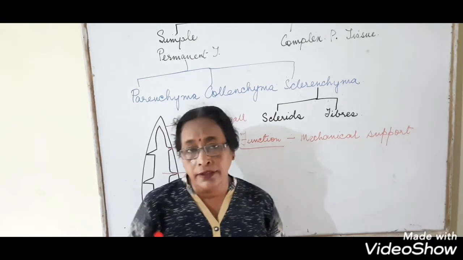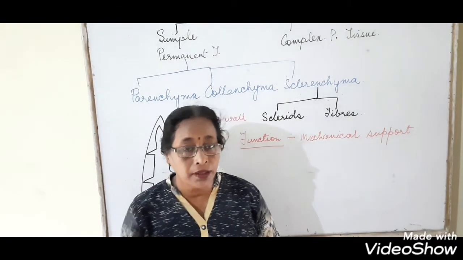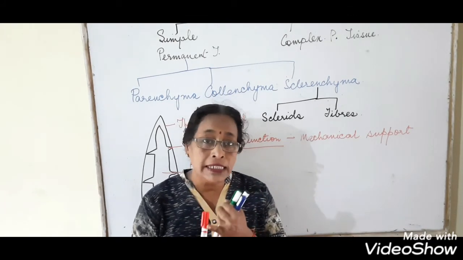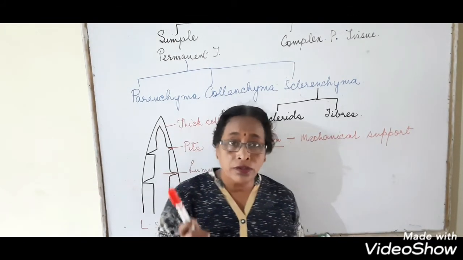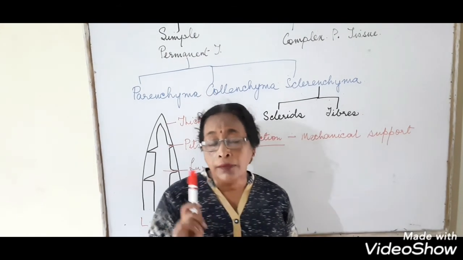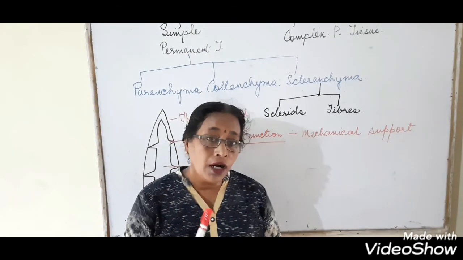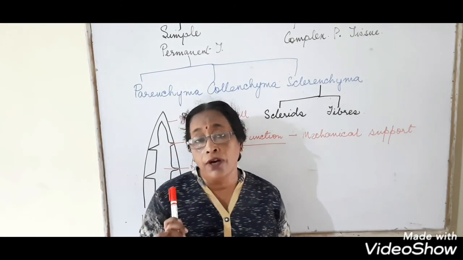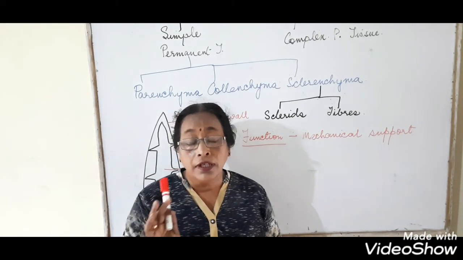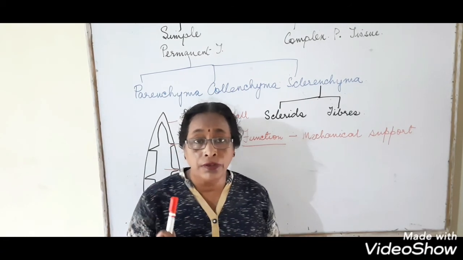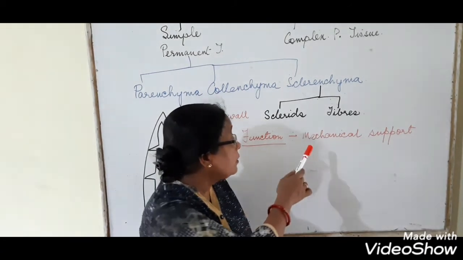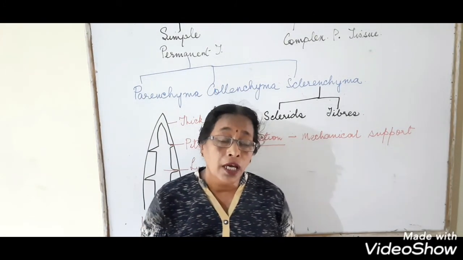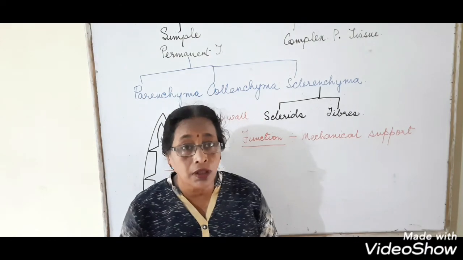So today we have learned about the simple permanent tissues, that is, parenchyma, collenchyma and sclerenchyma. Out of these three tissues, parenchyma and collenchyma are made of living cells. Sclerenchyma is composed of dead cells. It gives mechanical support to the plant. It gives protection to the plant, and it is also of commercial use.